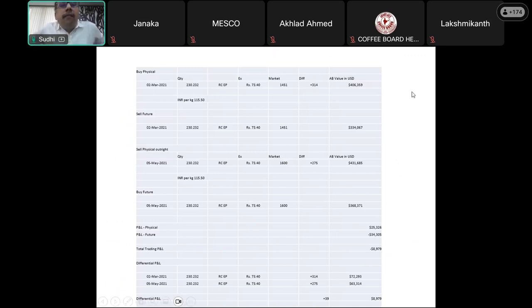What is differential trading? I just took some historical data from 2021, so please don't be afraid about the numbers here. Currency at that point of time was about 73 to the US dollar. This is the quantity, and the London market at that point of time was about 1451. The differential was 314 and the price in INR terms came to 115 a kilo. So for these 230 tons, the total value in US dollars was about 406K. How does this whole trade happen? I'll try to explain that.